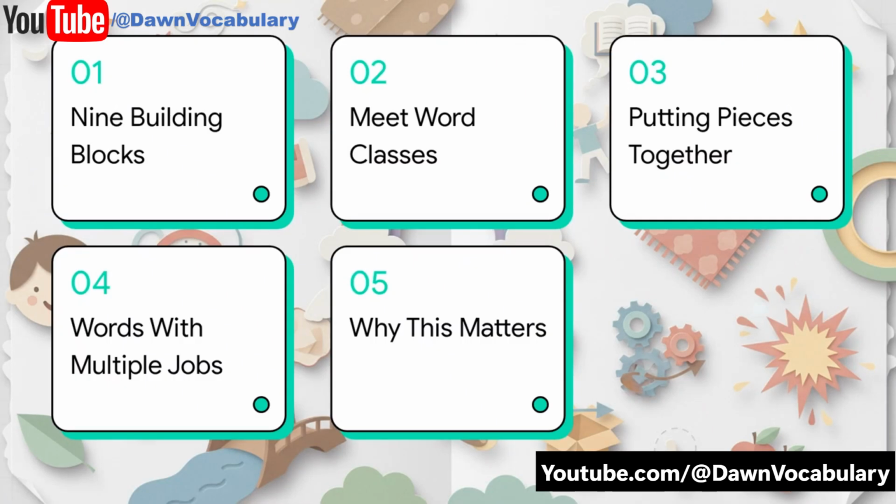So, here is our roadmap for today. 1. The 9 building blocks. 2. Meet the word classes. 3. Putting the pieces together. 4. Words with multiple jobs. And finally, 5. Why this matters.